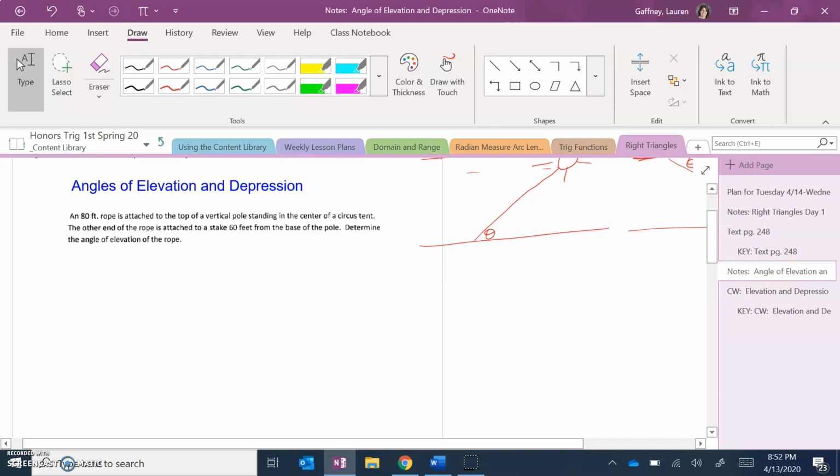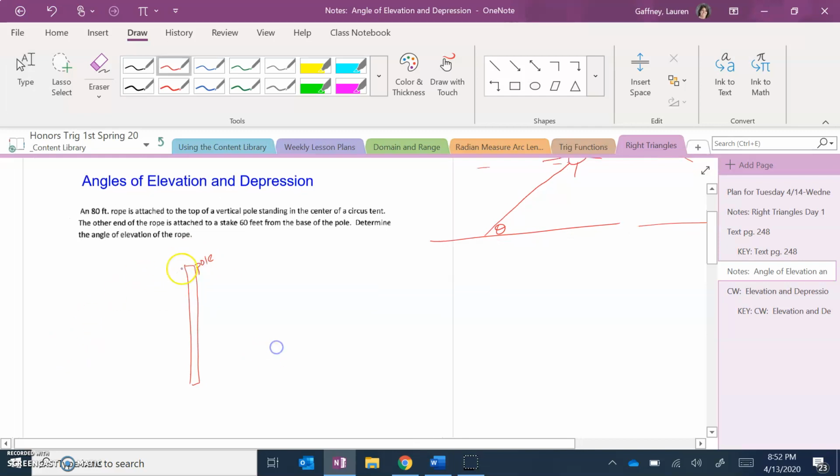Okay, so the key thing here is that you need to be able to draw the pictures for the scenario. So, an 80-foot rope is attached to the top of a vertical pole. So here's my vertical pole standing in the center of a circus tent. So think about how when you have the vertical pole in the middle of tents, they have the ropes coming out the side. So here's my 80-foot rope.